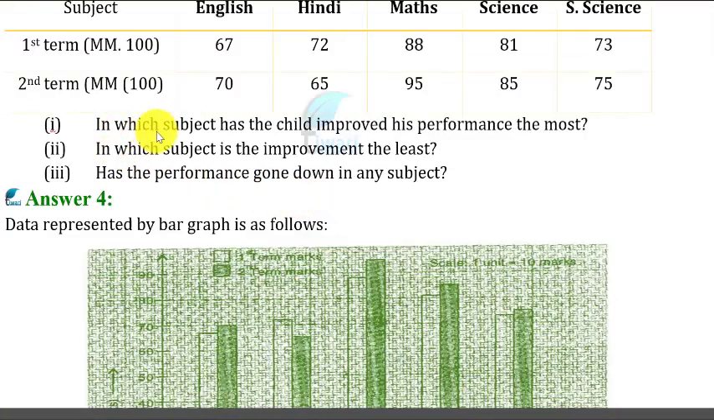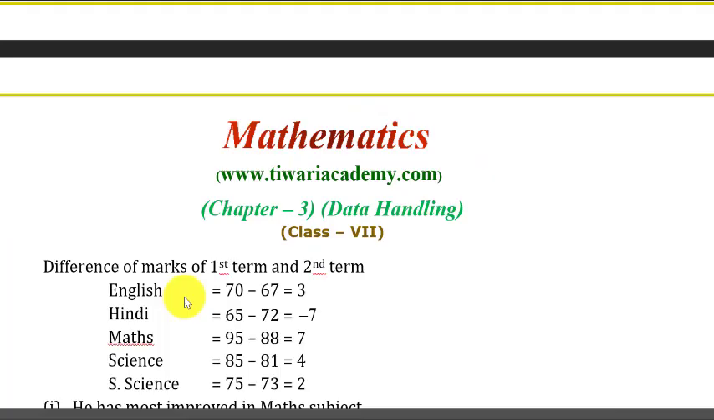So with the help of this we can answer here. The first question is, in which subject has the child improved his performance the most? See here, compare the first term and second term.